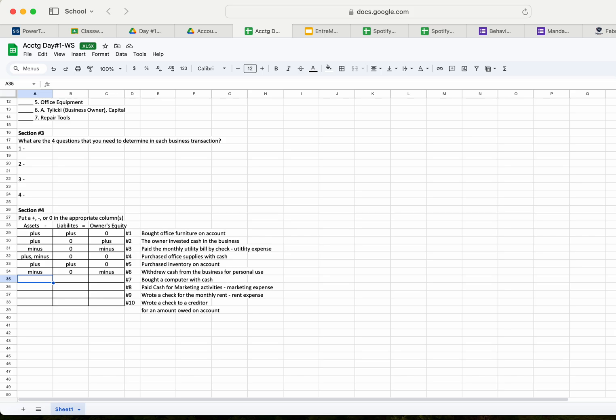On to number 7. Bought a computer with cash. This is the exact same thing as number 4, just instead of office supplies, this is a computer. So we are plus, minus, trading assets again. 0, 0, boom.